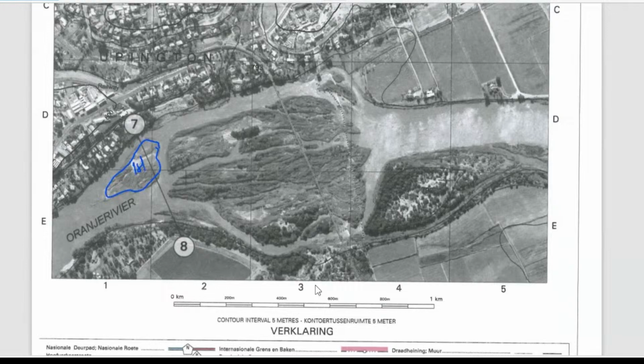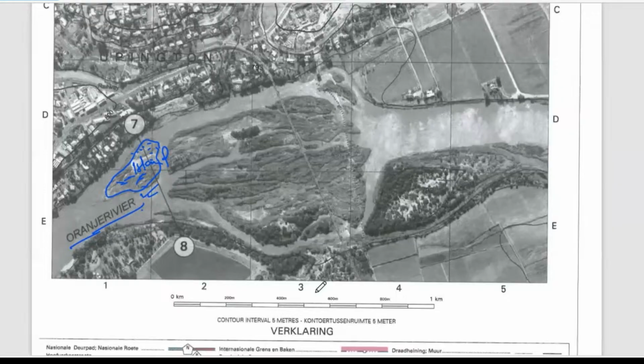There is an island within the river channel, so it suggests that the area is braided. We have this area here as an island within the river channel, which means the river is braided. What is the name of this braided stream? The name is here. This is the Orange River.